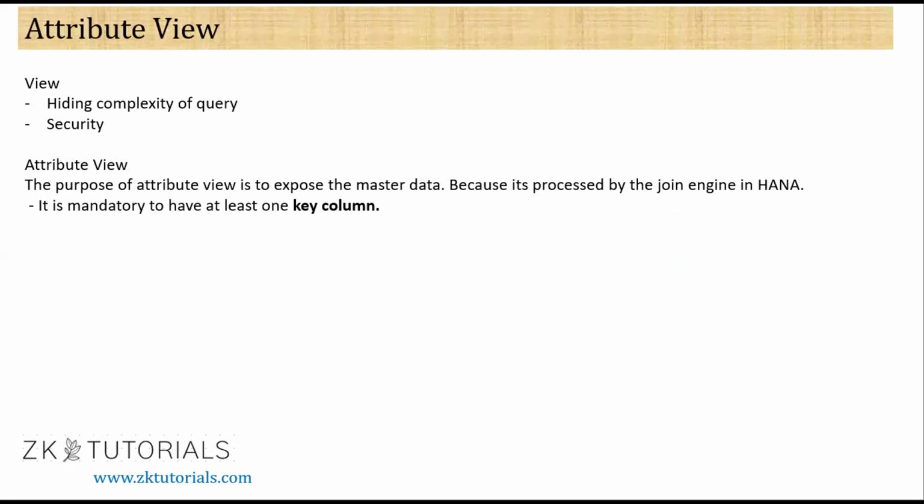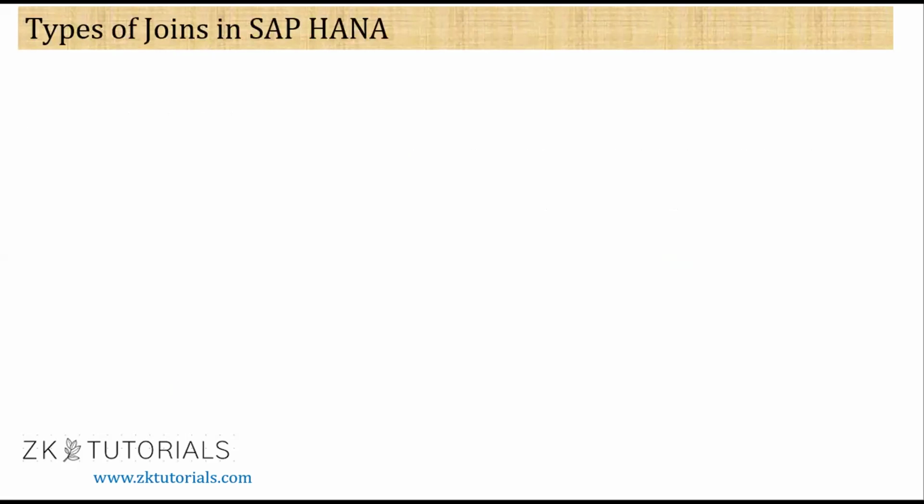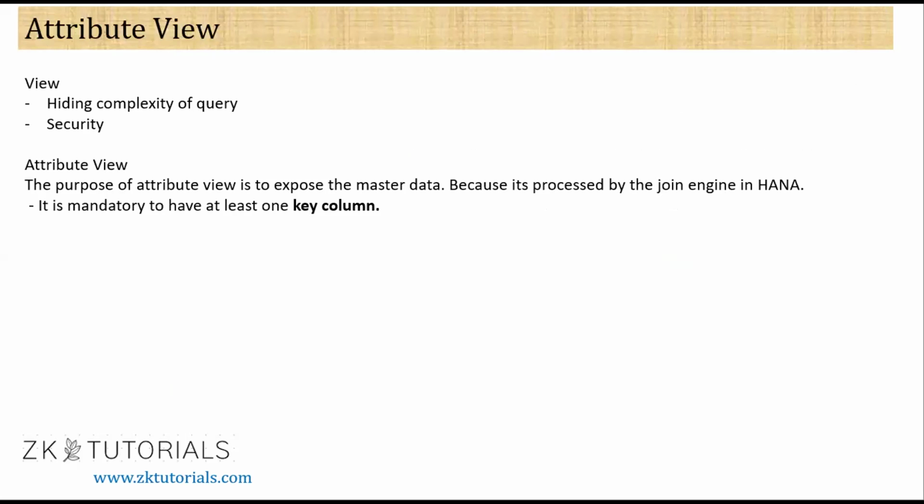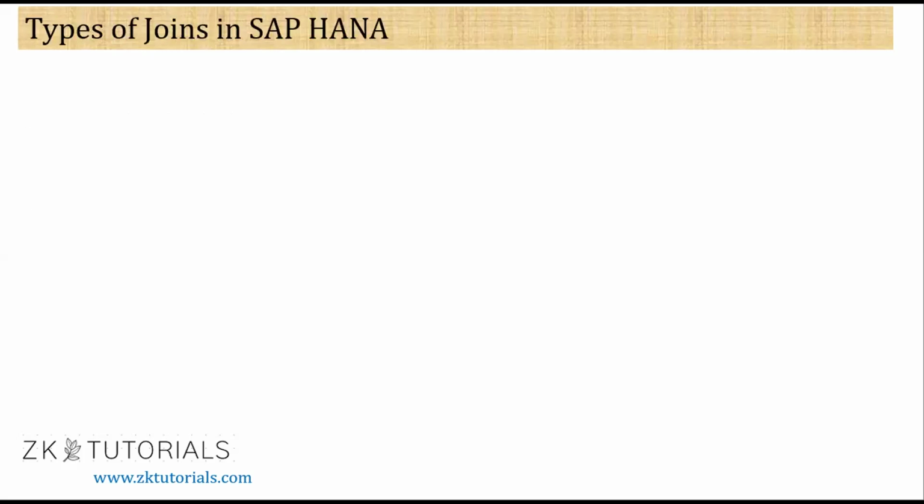But we have seen them because if you are working in some old projects, some of you might get this. So for your information purpose only, I discussed the attribute view. When we were creating it, we saw something known as join. In the last session, if you check my last video, there we needed to define joins. So today we will discuss what the types of joins in SAP HANA are.